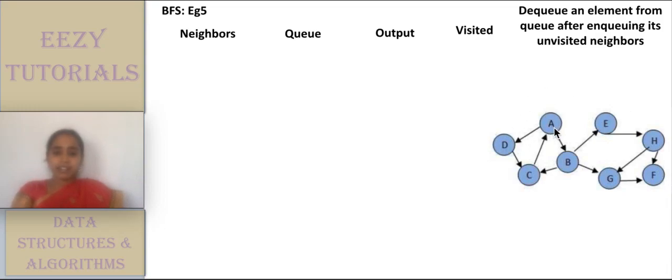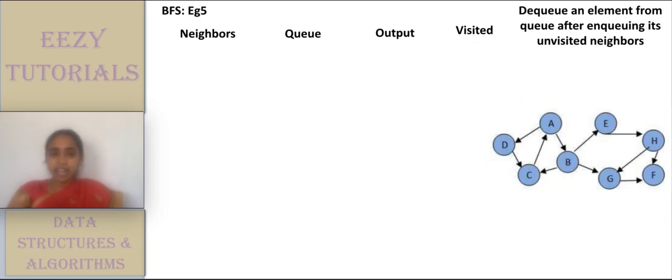Generally in an undirected graph, the nodes which are connected directly to a particular node will be considered neighbors. Here you have to look at the arrow marks. If you are considering A, the neighbors are only B and D. C is not a neighbor because the arrow mark is from C to A and not from A to C. So the neighbors for A will be only D and B. You have to consider the neighbors in this way.